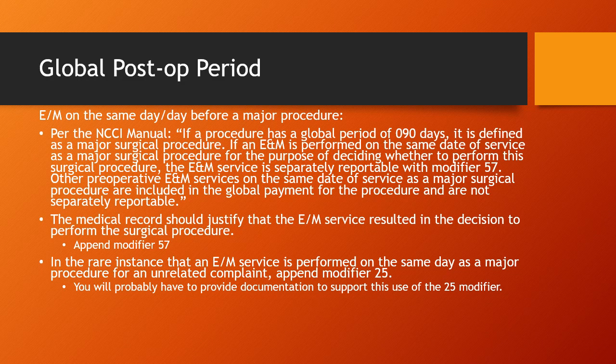Try as you may to just put different diagnoses on them, you're going to have some trouble with that one, but that is actually the rule. It's found in the Medicare Claims Processing Manual and the NCCI manuals, so I want to make sure that I'm familiar with that rule. I use a 57 for decision for surgery, and I use a 25 if I'm actually doing an evaluation and management service for something different than what my surgery is going to be performed for.